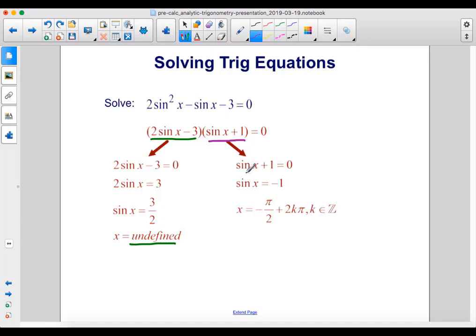Over here, we have sine x plus 1 equals 0. Therefore, sine x equals negative 1, giving us solutions of negative pi over 2 plus 2k pi, where k is an integer.